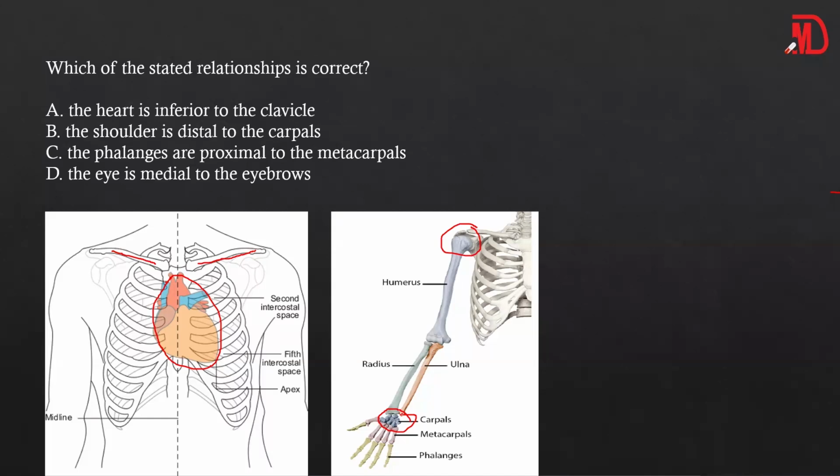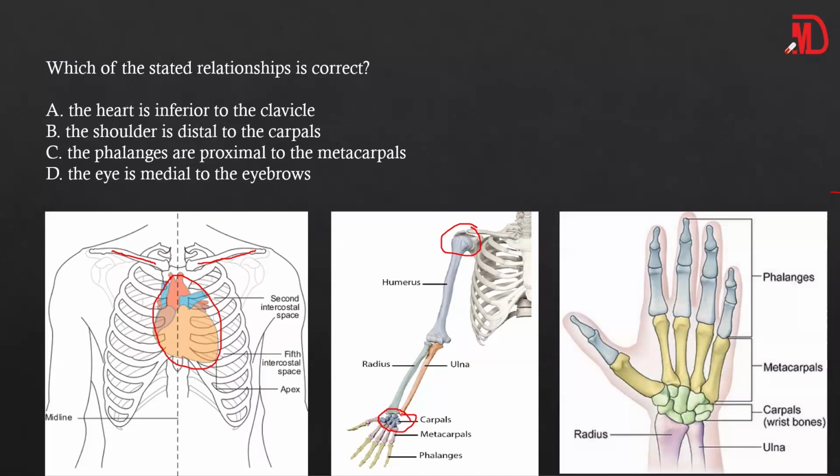Shoulder is proximal. That means it is closer to the trunk, and the carpals, which are the wrist bones, are rather distal. So this statement is not correct, that the shoulder is distal to the carpals. No, that is not true. The shoulder is rather proximal, whereas the carpals are distal. So this statement is false.